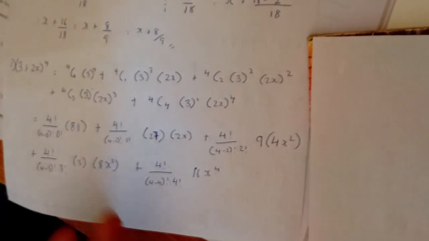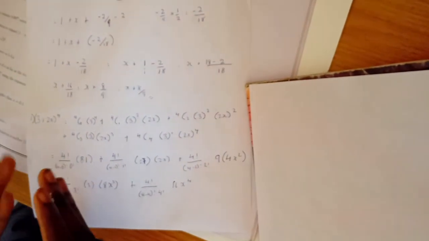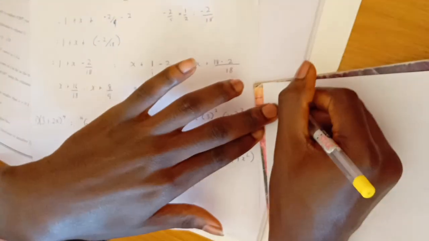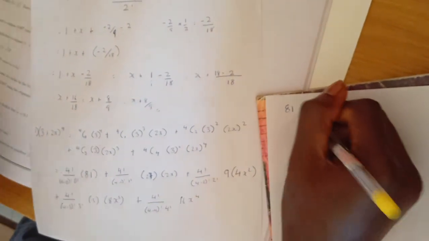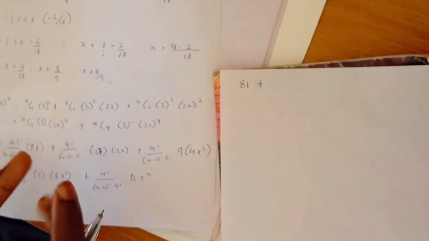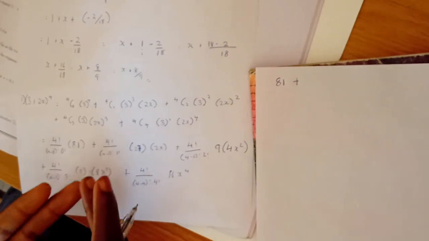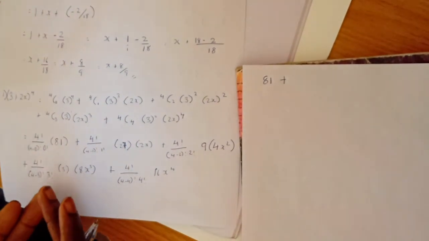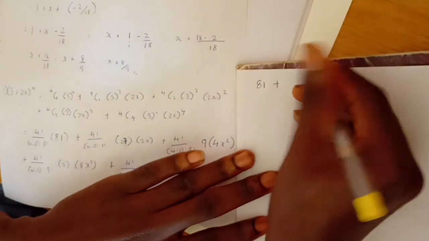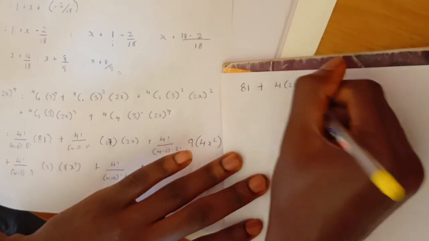So now let's continue it here. Right, we have 4 factorial, that is 4 times 3 times 2 times 1, that is 24. 4 times 3, 12, 12 times 2, 24. 4 minus 0 factorial is still 4 factorial, and then 0 factorial. So everything here will give us 1 now. So we proceed. We have 81 plus 4 factorial. This will be 4 times 3 factorial, and this is 3 factorial. 3 factorial is going to cancel out 3 factorial, so we have 4 divided by 1. That is 4, multiplying 27 and 2x.